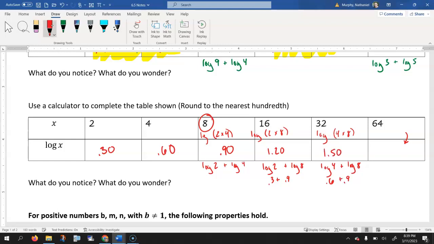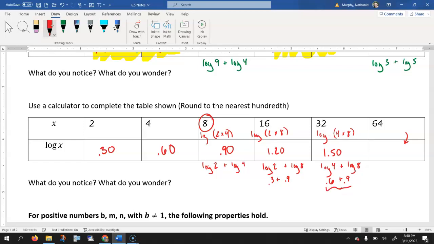Now, if you did the log of 32 on your calculator, you'd get 1.51. The only reason why is because we rounded all of these values to the nearest hundredth. So when we add them together, we end up with a slightly different number. If you're wondering, well, wait a minute, I did this on my calculator and got 1.51, that's because you're being a little more accurate, since the values I'm working with here were rounded. All right, let's figure out what 64 would be.